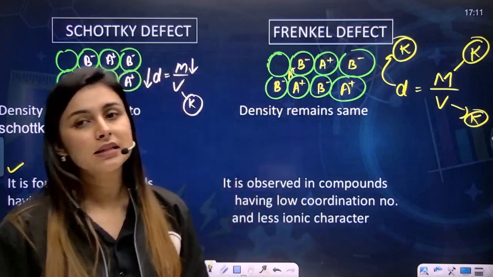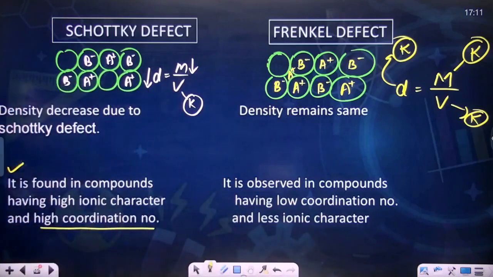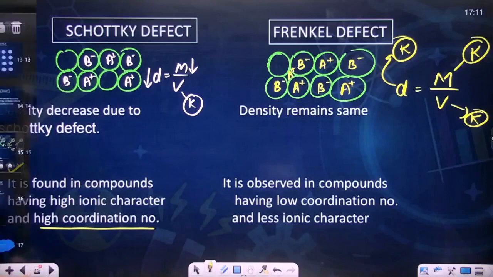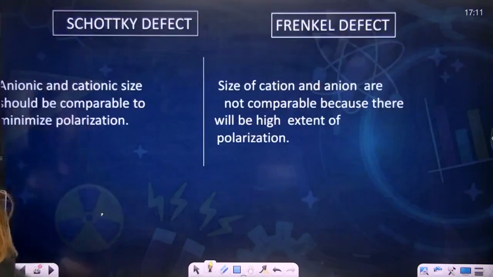Okay, yes, this is something very important. Please write it down and then we'll move forward. I hope you've written it. Let's talk about the other point. Now, anionic and cationic sides.